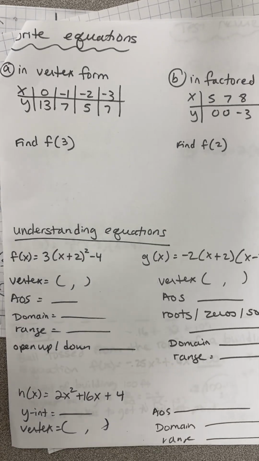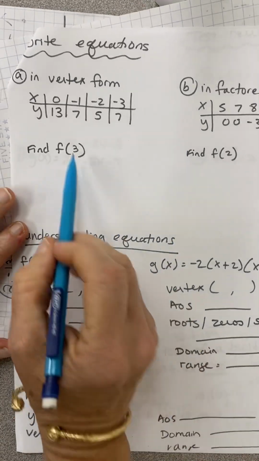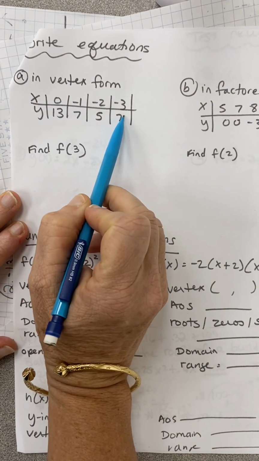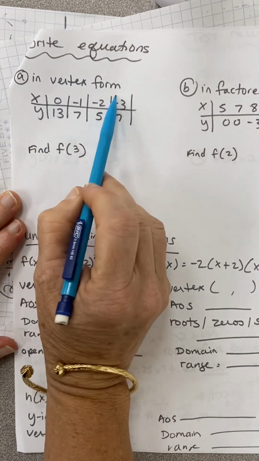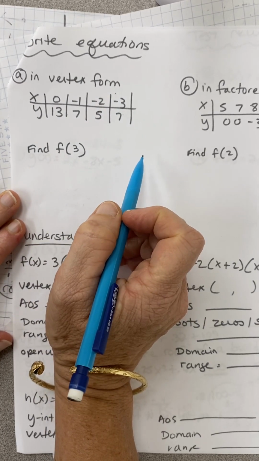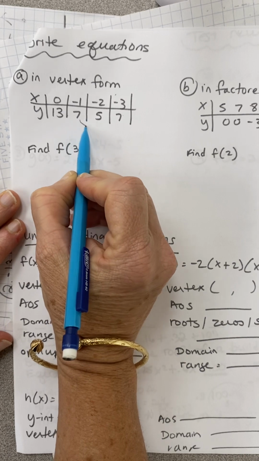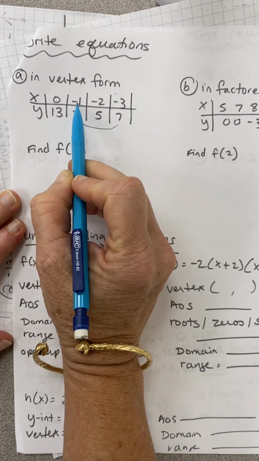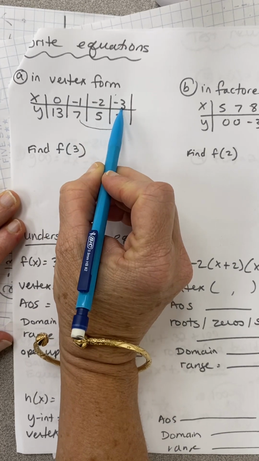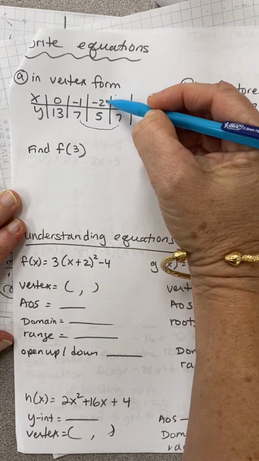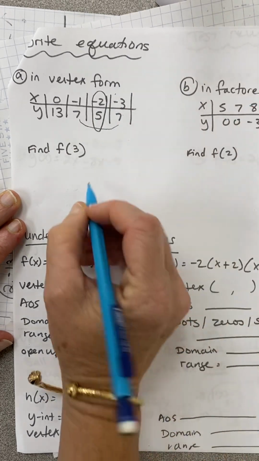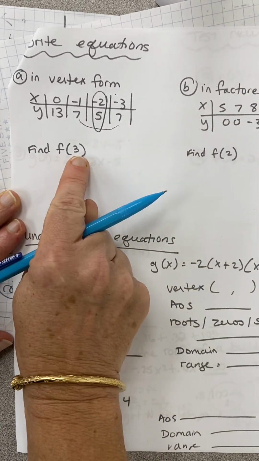Hi, I'm going to continue with these videos. This is looking at a table of values, and I'm going to write the equation in vertex form. So I want to see if I have the vertex. And right here I notice that 7 is repeated. And so I know that the number right in between -1 and -3, which is -2, would then be the vertex. Okay? So when I start off with this, and then I'm going to find f of 3.